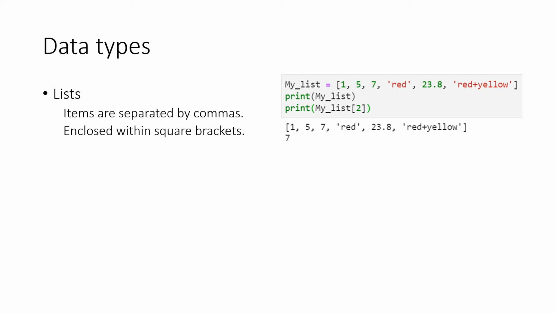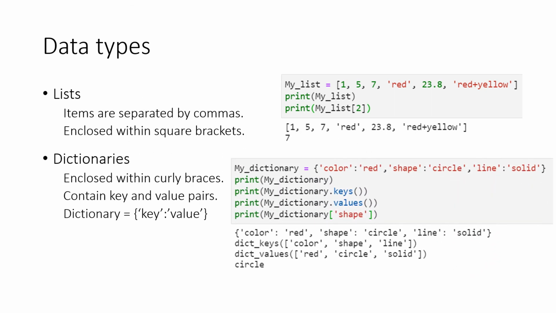Python dictionaries are enclosed within curly braces. They contain key and value pairs. In this example, you can see that we have 3 pairs. By using dot keys, you can print all the keys, and by using dot values, you can print all values in the dictionary. You can access the value of a key using square brackets.